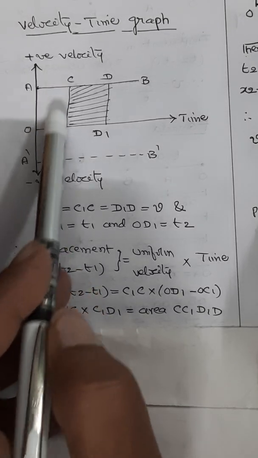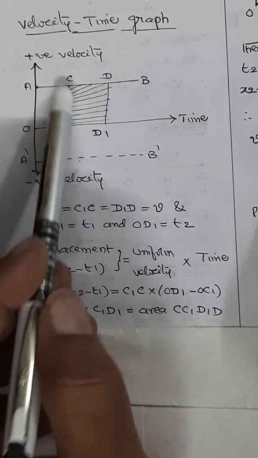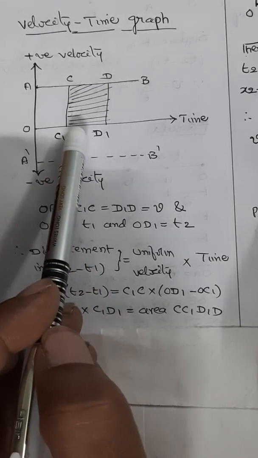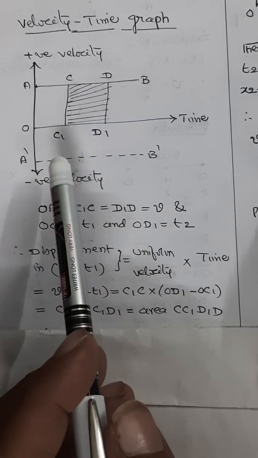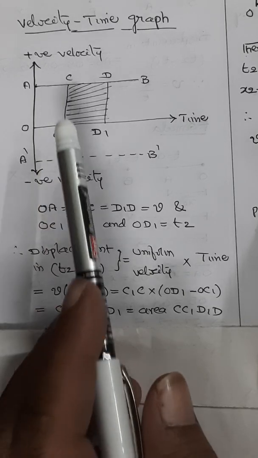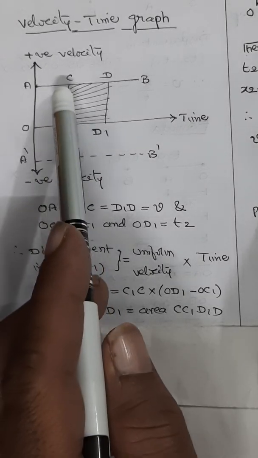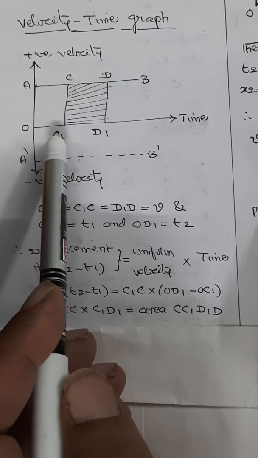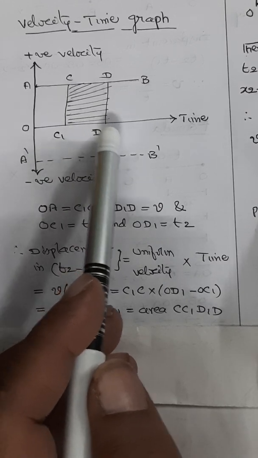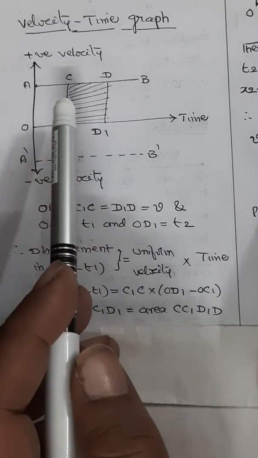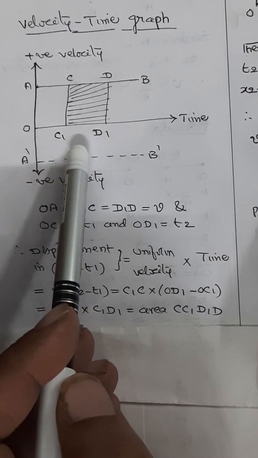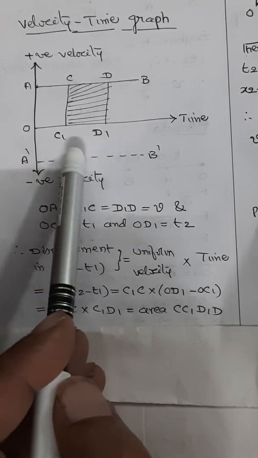Now what is C1C into C1D1? That is nothing but the area CC1D1D, the shaded portion. So it means that the displacement of an object in time interval T2 minus T1 is numerically equal to the area under the velocity time graph between the instants T1 and T2. Suppose when the object is moving with a negative velocity, the area below the velocity time graph is taken negative, and corresponding to this, the displacement will also be negative.